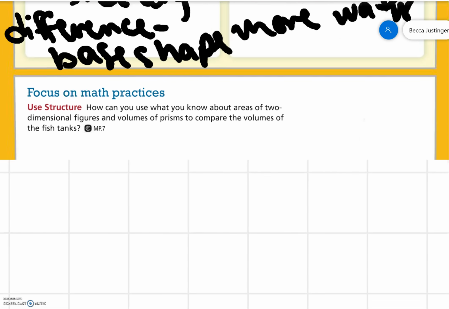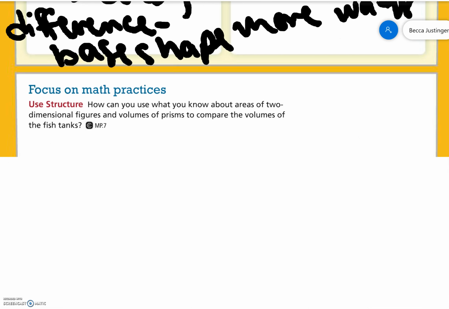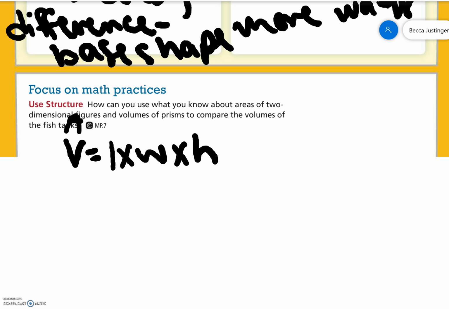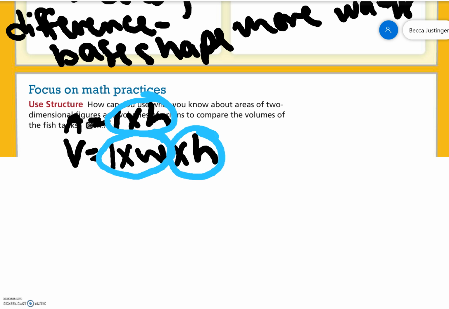All right, focus on math practices. How can you use what you know about the areas of two-dimensional figures and volumes of prisms to compare the volumes of fish tanks? So you should know that the area of a two-dimensional figure and volume are related. Volume is length times width times height. Well, isn't area of a rectangle length times width? So you're taking that length times width, which is the base, and you're also just multiplying the height to it. So that's the volume of a prism.